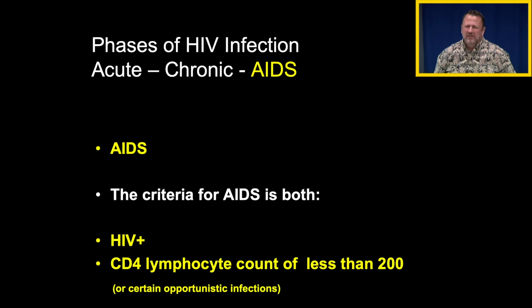Way back when, if they had a certain opportunistic infection and were HIV positive, that would meet the definition of AIDS, and that was back when CD4 lymphocyte counts weren't so common. I'm sure there are places that can't do this, and so they rely on this definition, certain opportunistic infections and HIV positive. However, the definition that I want you to know, the definition that we work with, at least in a modern healthcare setting, is if they're HIV positive and they have a CD4 lymphocyte count of less than 200, that meets the definition of AIDS.